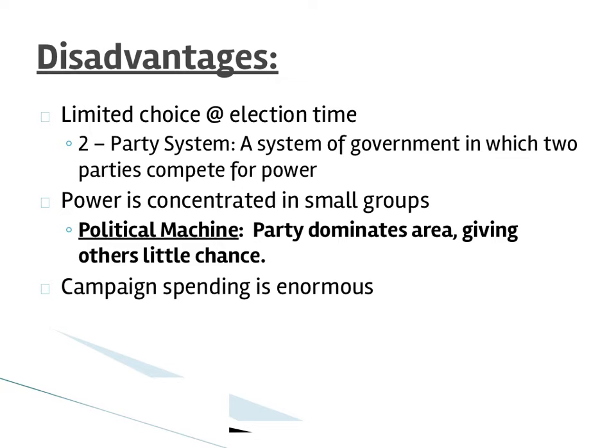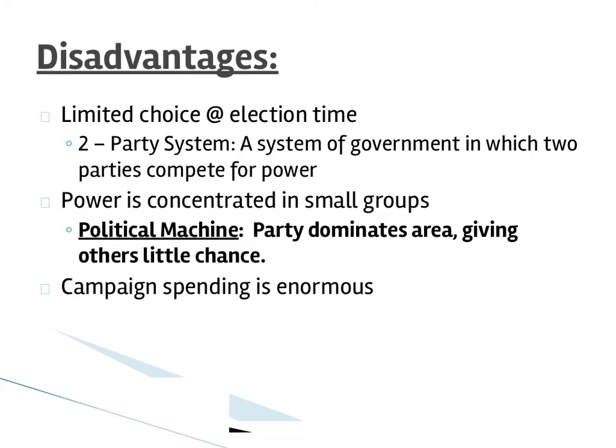All the power is concentrated in those two groups. The term political machine is where a party dominates the area, giving others little chance. Throughout history, we've talked about political machines in, let's say, Chicago, where political parties control everything because of their ability to raise money. And if it's a Democrat stronghold, that political party will be a party machine where they dominate politics. So in the area where Republicans are strong, they would have a party machine to help them dominate a specific area with their policies and ideas.